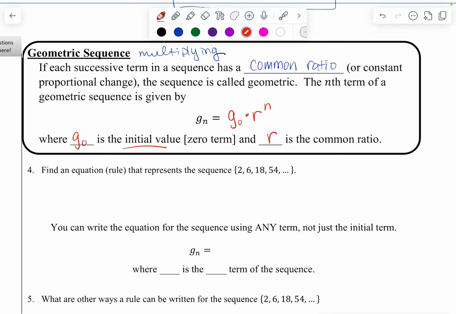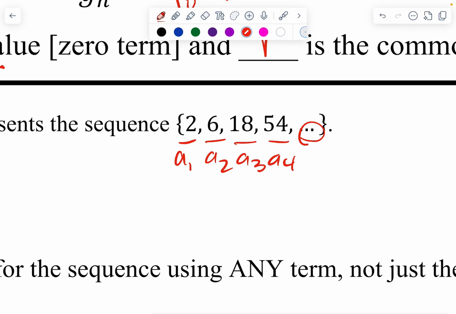So let's go ahead and use this. Here I know this is my first term, here's my second term, here's my third term, here's my fourth, and I know this is going infinite. Now I need to see, is this geometric or arithmetic? Well, I know from 2 to 6, if it was arithmetic, I'd add 4.